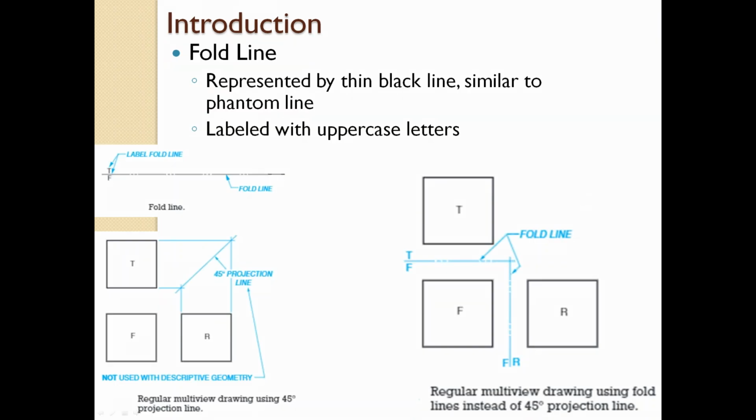Fold line. What is a fold line? A fold line is a line that lets you fold it into whatever distance you want, and then you can project through the fold line to get the true length or the auxiliary view. The fold line is represented by a thin black line similar to a phantom line. This is the phantom line, and then you label it with an uppercase letter: top view, front view, or right side view.